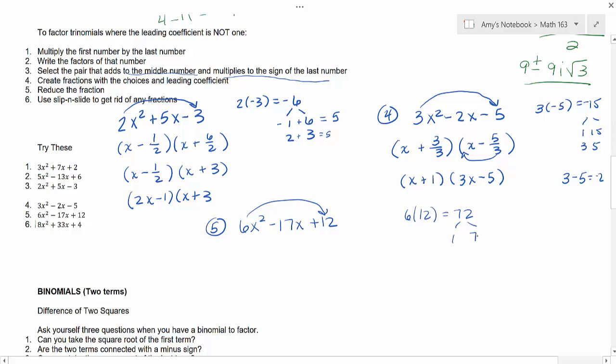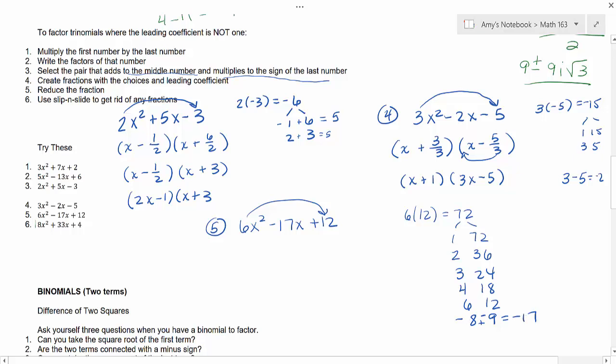Factors of 72, 1 and 72, 2 and 36, 3 and 24, 4 and 18, 5 does not go evenly, 6 and 12, 7 does not go evenly, 8 and 9. So you've wrapped back around so you know you could stop. Now you need to come up with what combination will give you a negative 17. Negative 8 and negative 9 would give me a negative 17.